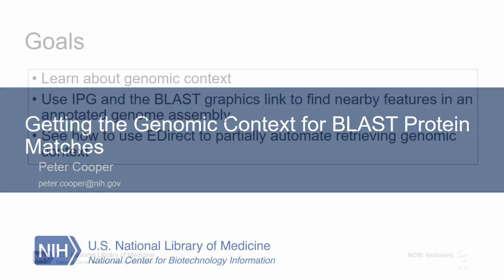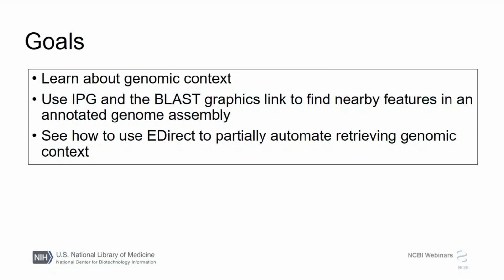We're going to talk about what I mean by genomic context. That won't take long. And then I'm going to talk about something called the Identical Proteins Group Report and how to see the corresponding genomic regions for BLAST hits. So we're going to use this graphic view on BLAST to do that. And then at the end, we'll wrap it up by showing you some scripting ways to get to some of this information using EDirect and some additional programs.